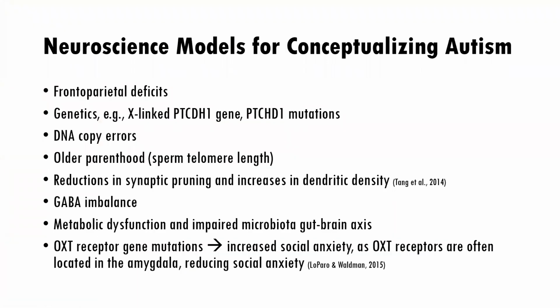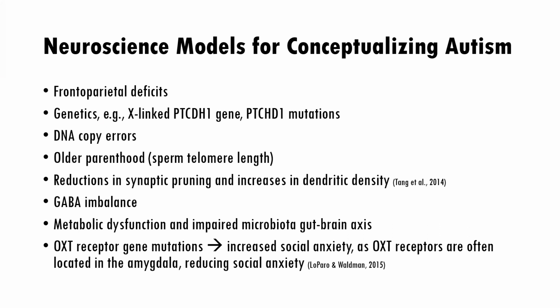So how do we understand autism from a neuroscience perspective? There are actually a lot of neuroscience models for conceptualizing autism. Frontoparietal deficits, genetics, DNA copy errors, older adulthood. Let's go through all of them, spend some time on them. In terms of frontoparietal deficits, we're talking here about the default mode network. Do you remember we've talked about that in the past? A person may have difficulty with regulating attention, and they may daydream, for example, and have wandering thoughts a bit much.